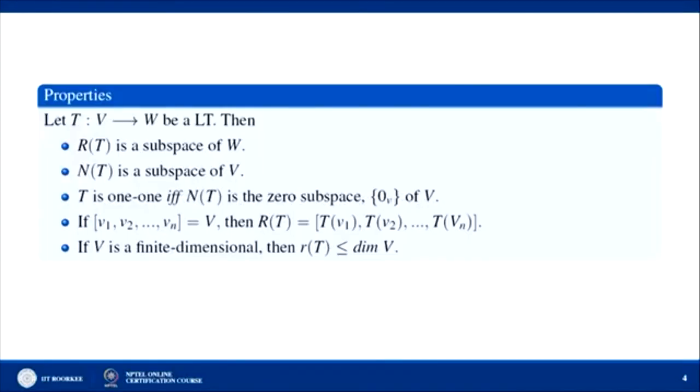Now there are some basic properties. The first property is that the range of T is a subspace of W. Here, T is a linear map from V to W over the field F. The range of T is defined as all those w in W such that T of v equals w for v in V. You vary v in V, and the collection of all those w in W is the range of T, and we have to show that this is a subspace of W.